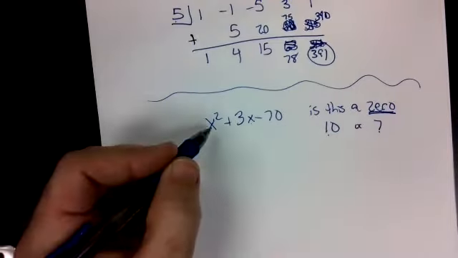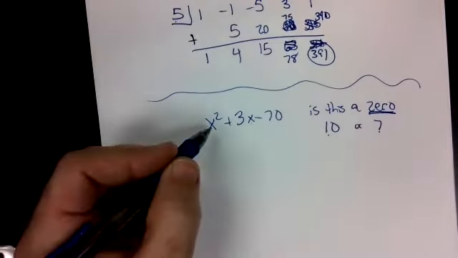So you can plug your 10 in. Ten squared is 100. 3 times 10 is 30. 100 plus 30 minus 70 is 60, which is clearly not 0. So no, 10 is not a 0. Same if you did the synthetic. You generate the same thing. Again, still not a 0. But the 7, if I did this right, should be.